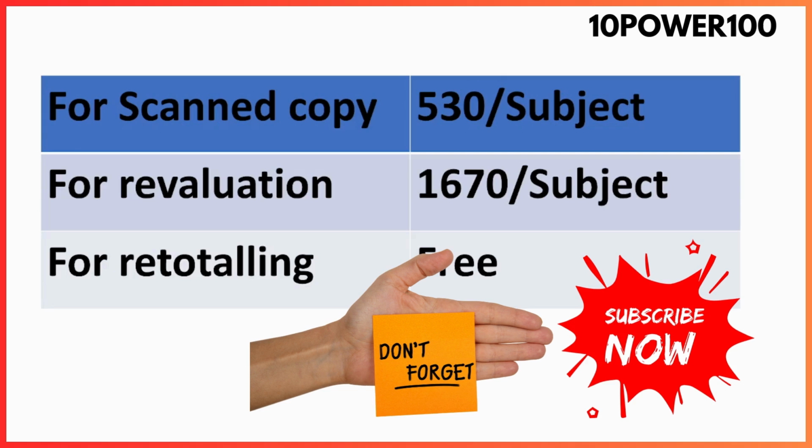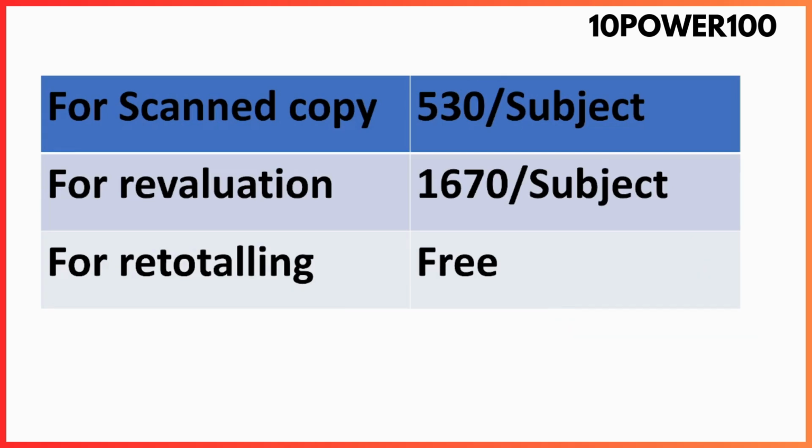The first one is the application phase, which is very important. The application phase is for the scanned copy. First, the procedure that you have to do is get a scanned copy. You will get the scanned copy of your paper. For one copy it is 530 rupees, and for revaluation it is 1670. This comes later, so we'll talk about revaluation a little later.